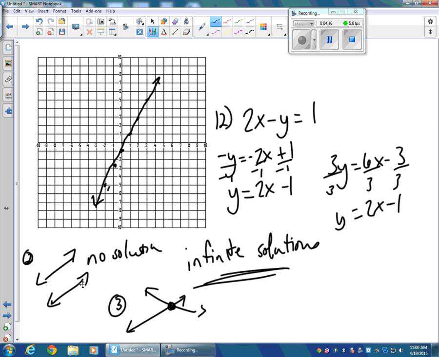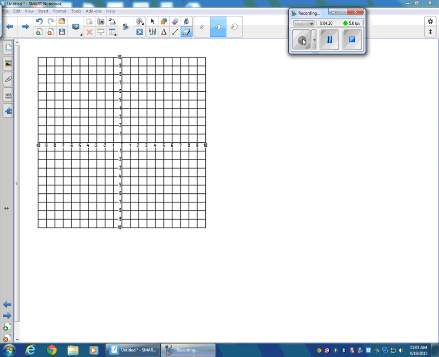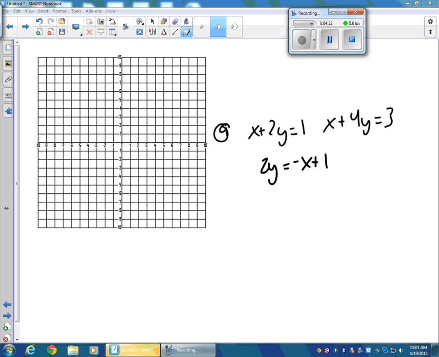Let me show you an example of ones that intersect right quick. All right, problem number 9 is x plus 2y equals 1, and then x plus 4y equals 3. X plus 2y equals 1, if I solve it, I get 2y equals negative x plus 1, divide everything by 2, I get y equals negative 1/2 x plus 1/2. So to graph that, I'd start at a half, which is here. I'd want to go down 1 and over 2.